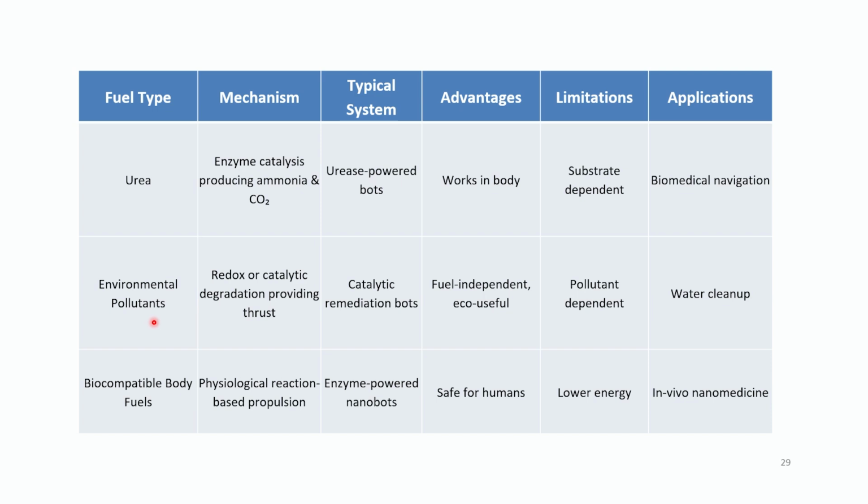Then environmental pollutants: redox or catalytic degradation providing thrust. So you are basically degrading the environmental pollutant and also generating thrust out of it. Typical system: catalytic remediation bots are based on this fuel type. Advantages: it is fuel independent. You don't require any additional fuel because you are using the environmental pollutant itself as fuel, so this can be eco-useful. Limitations: it is pollutant dependent. As long as the pollutant stays, your bot will be able to move, otherwise it will stop. Applications: water cleanup.